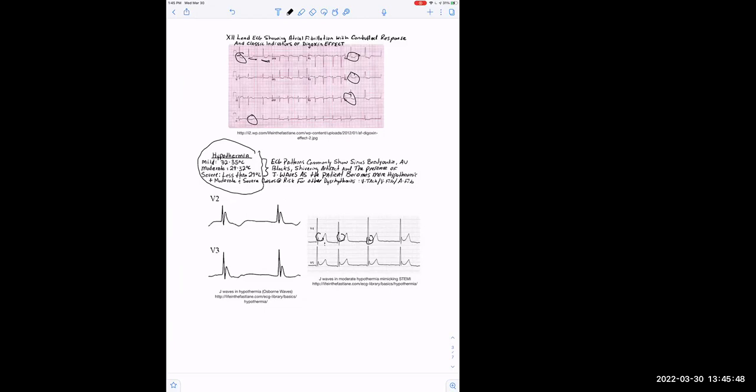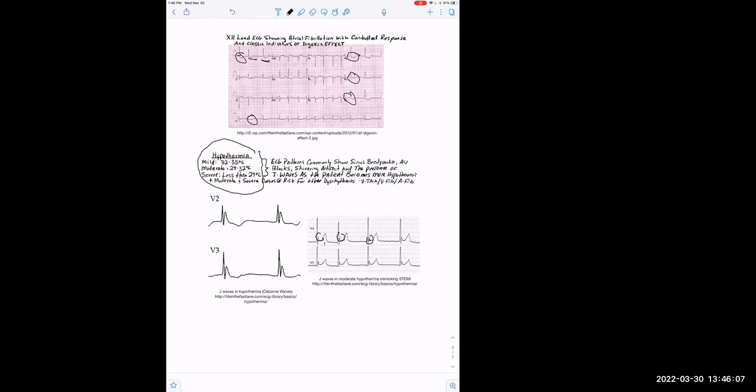Now, a lot of times you have to remember that these patients are cold, they're going to be shivering. It is fairly difficult to actually get a clean EKG on these folks. But if you're lucky enough and you see this, they're suffering from a moderate to severe hypothermia.